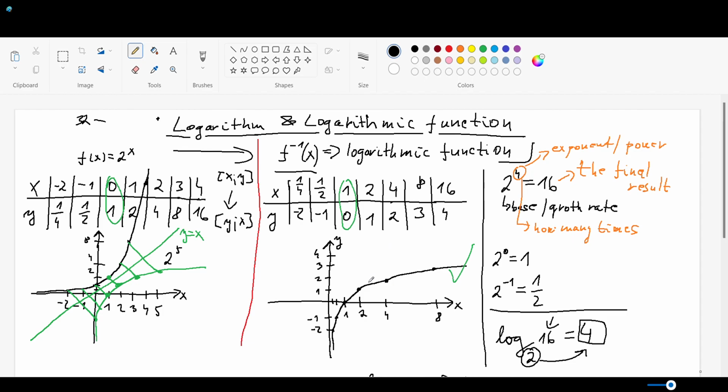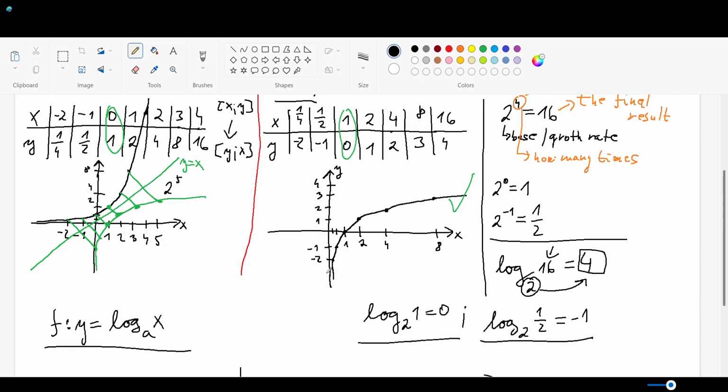The graph of the logarithmic function is represented by a curve like this, and I will come back later to the explanation and the properties of the logarithmic function, and we will find the connection with the exponential function based on the bases of both functions.